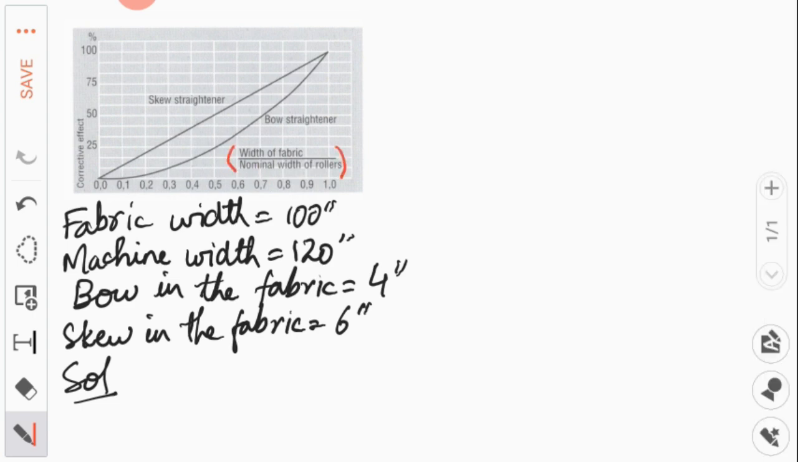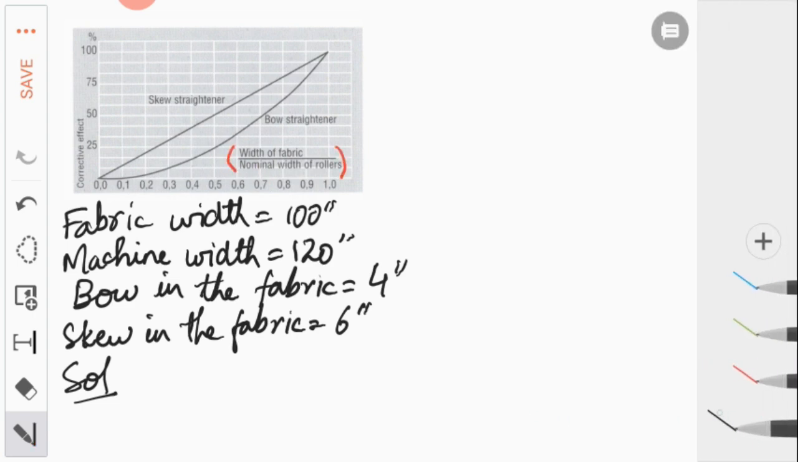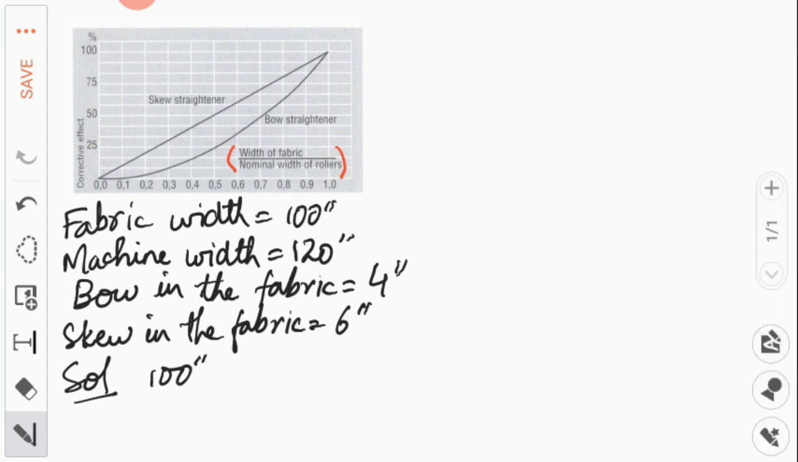Now, in order to calculate the corrective effect, we first need to calculate this ratio, width of the fabric divided by nominal width of the rollers. So we have fabric width of 100 inches and the machine width 120 inches. So this ratio is of course 0.83. You can approximately consider it to be 0.8.